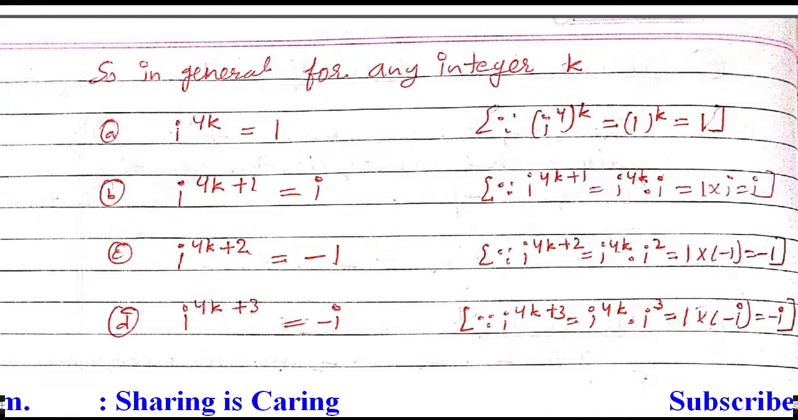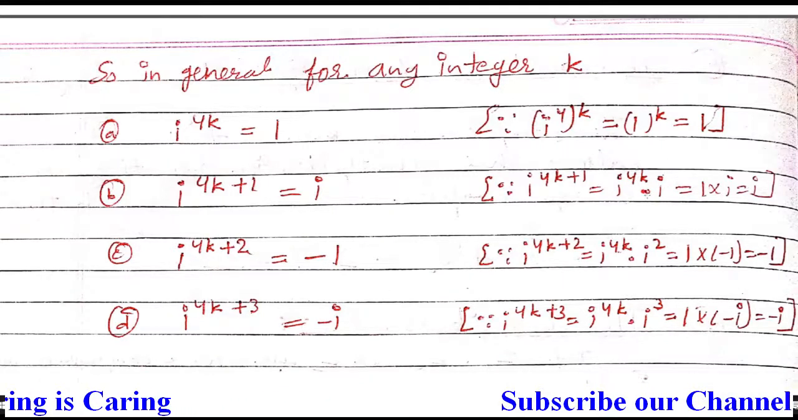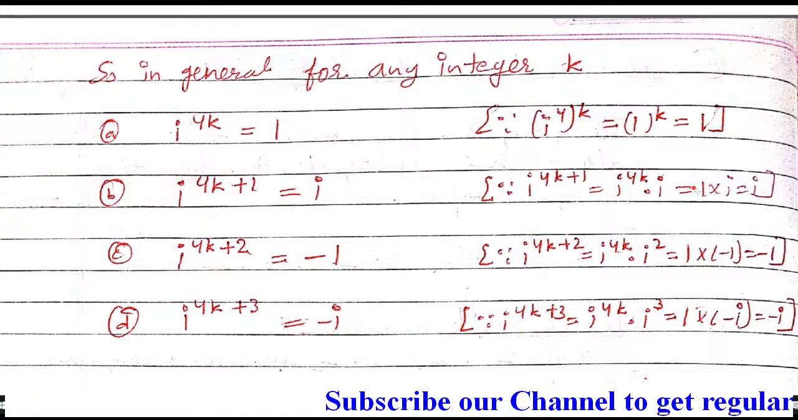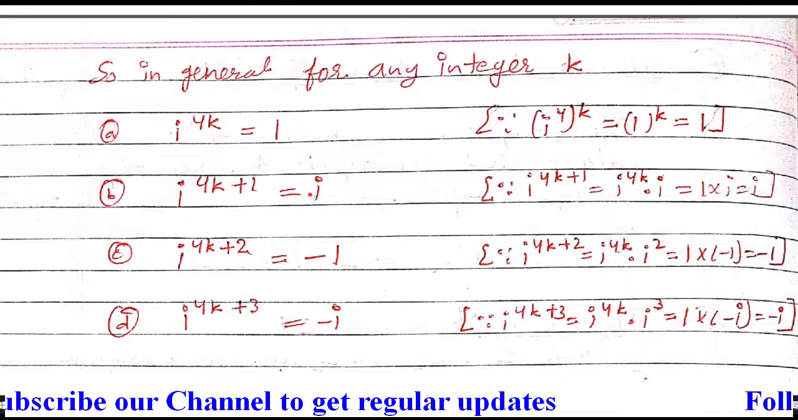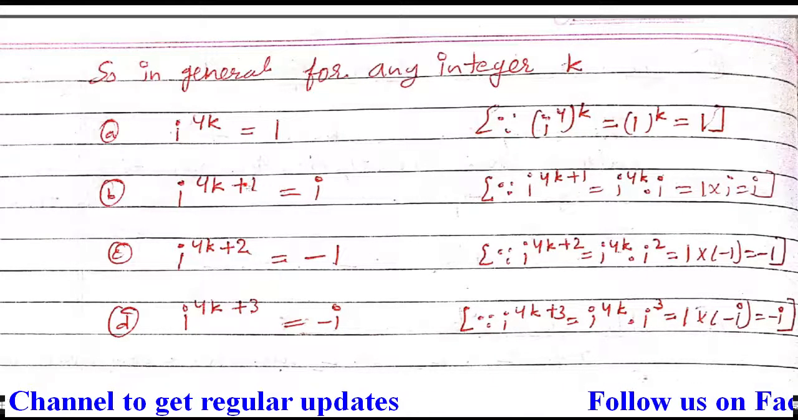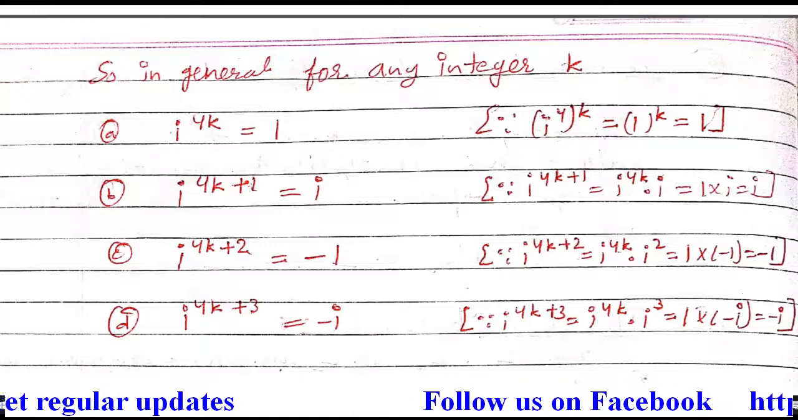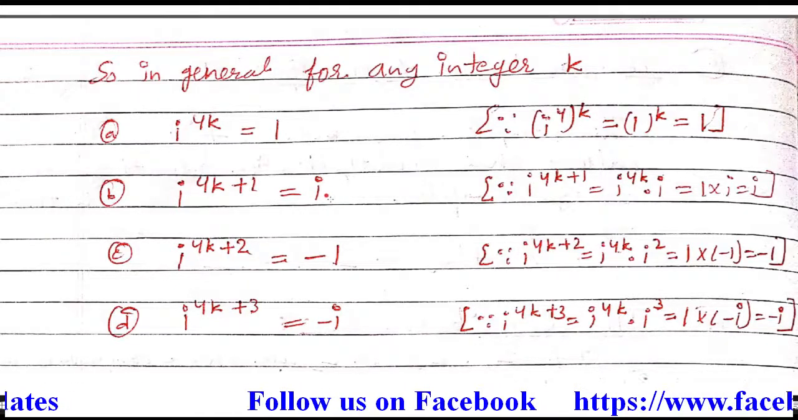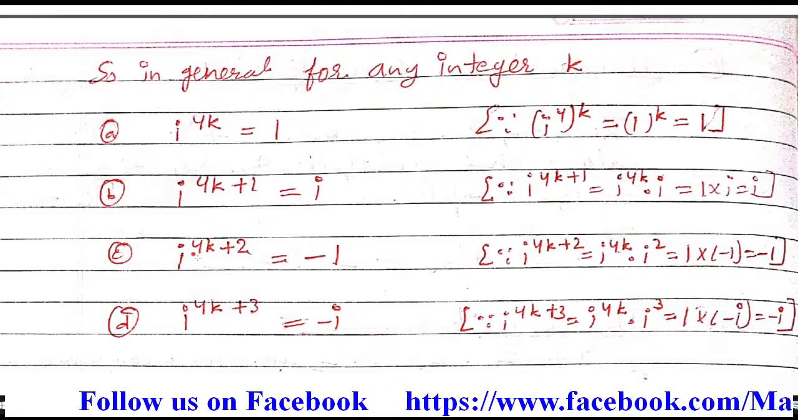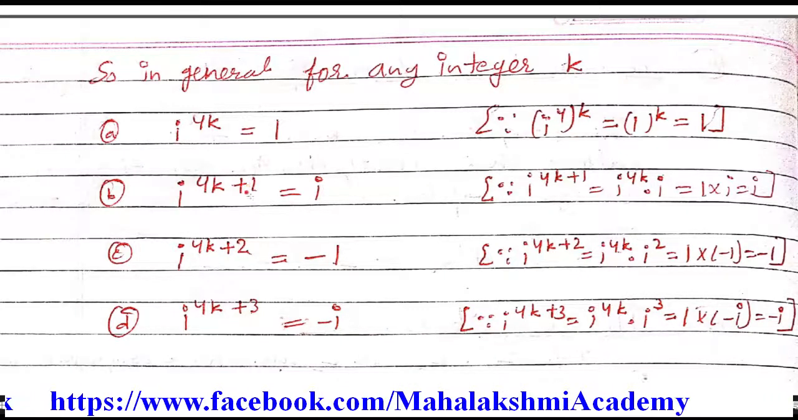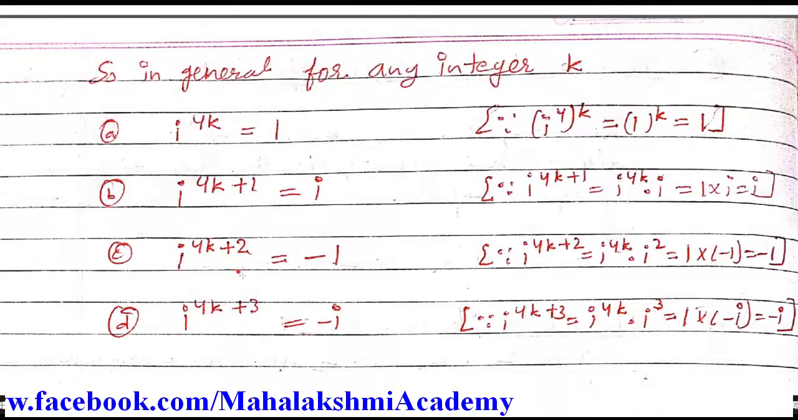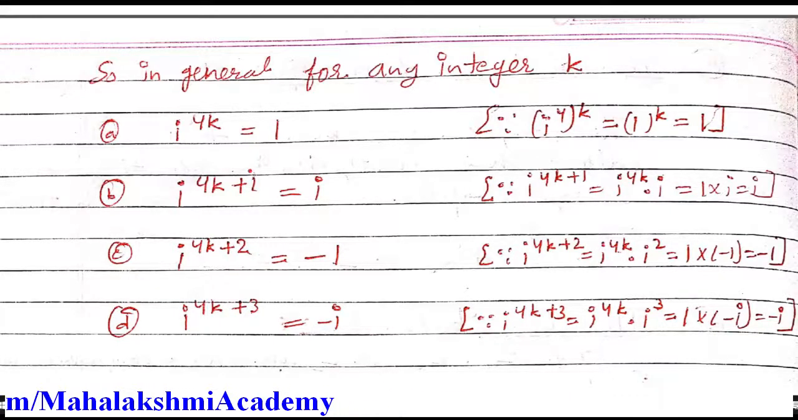Now iota power 4k is what? 1. And iota is as it is. So 1 multiplied by iota is iota. So it is only iota. It means that when the power is 1, the value is iota. Now in the next, just see here, first you had plus 1, then you had plus 2 and then plus 3. So it will work as we had done here.